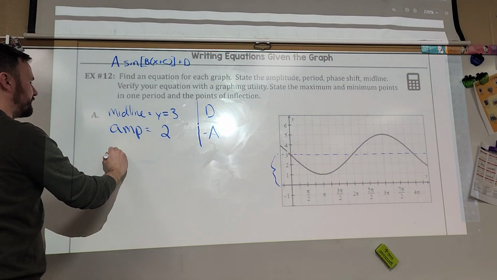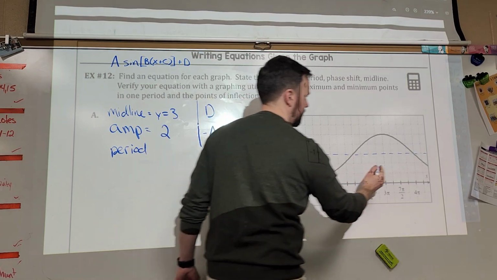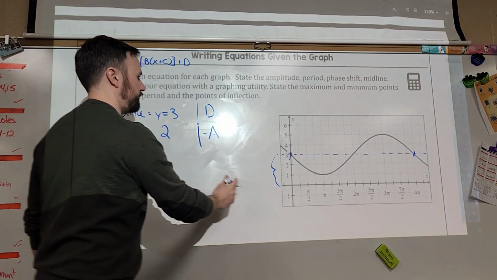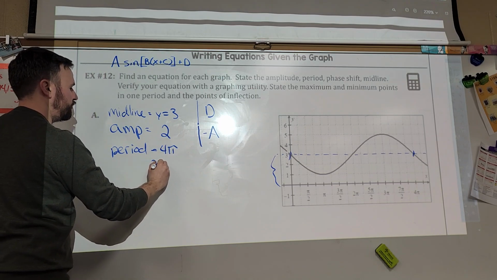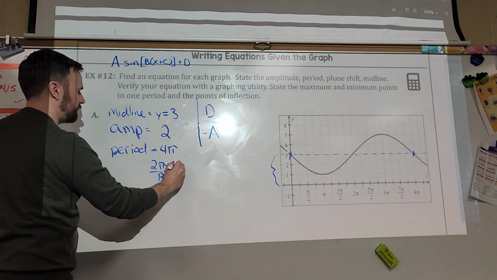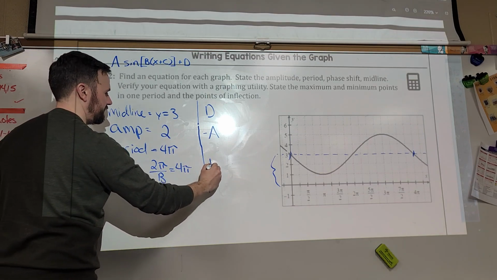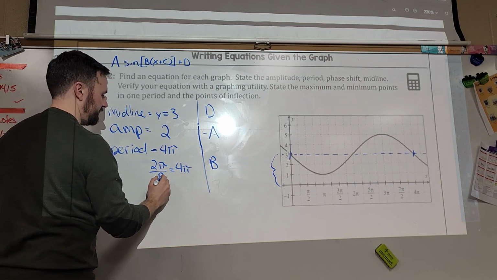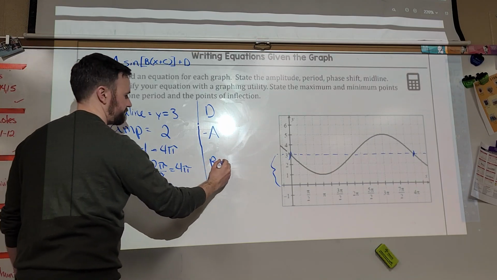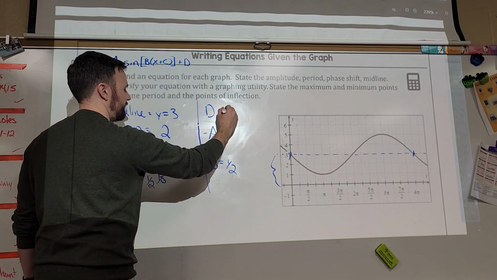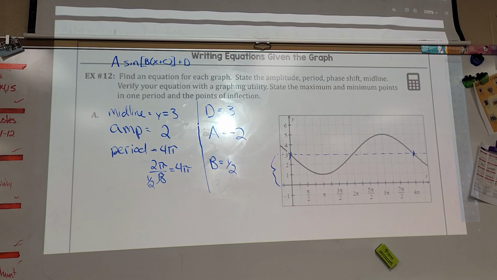What's my period on this beast? I go from here to here, so it's 4 pi, right? That means 2 pi over B equals 4 pi. So what's B got to be? 1/2. Here, I'll even write these. A would be -2 because of the reflection.